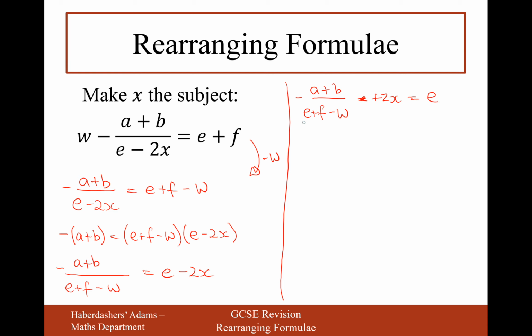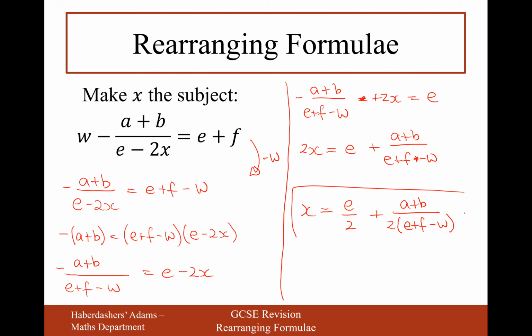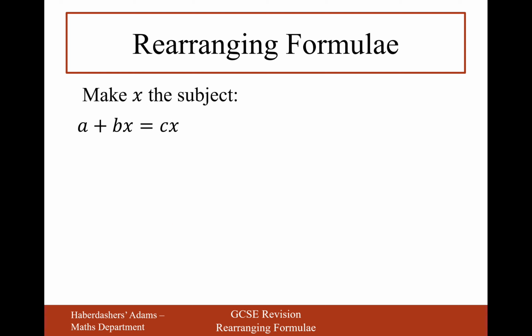Then I'll add this expression here onto the other side because it's a negative at the moment. So it's e plus (a plus b) over (e plus f minus w). Then I'll have to divide by 2, so be very careful how you do this. It's going to be e divided by 2, and then plus (a plus b), and then on the bottom of this fraction here, it's going to be 2(e plus f minus w). And there we are, that's the answer to that question there. Very difficult one, that one. Don't be surprised if you got that one wrong. Learn how we do it now, and maybe come back to it another day.